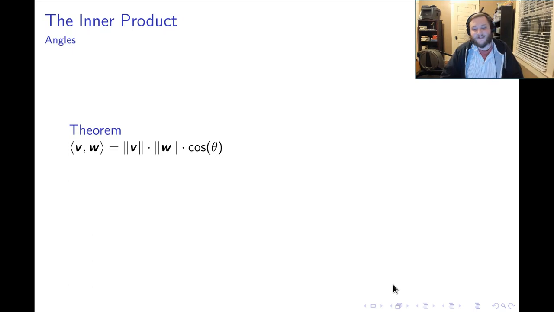So I want to state this as a theorem. The inner product of two vectors is always equal to the product of the lengths of those two vectors multiplied by the cosine of the angle between those two vectors.